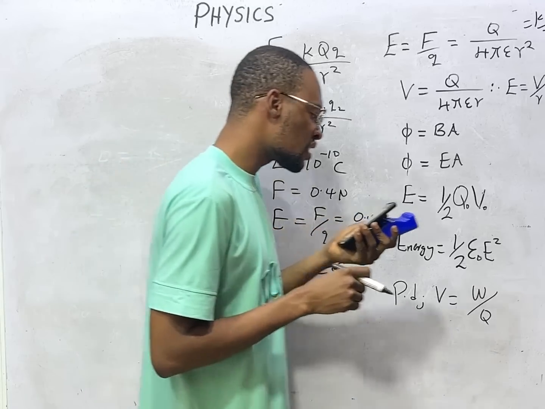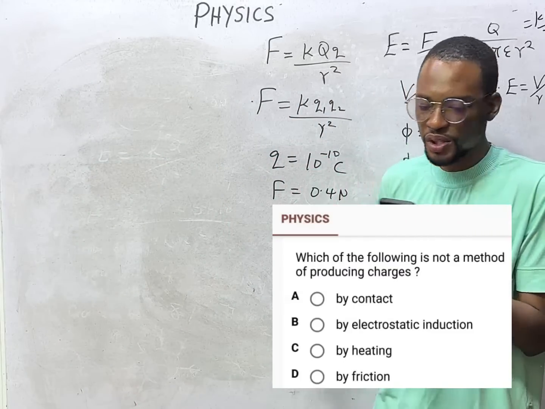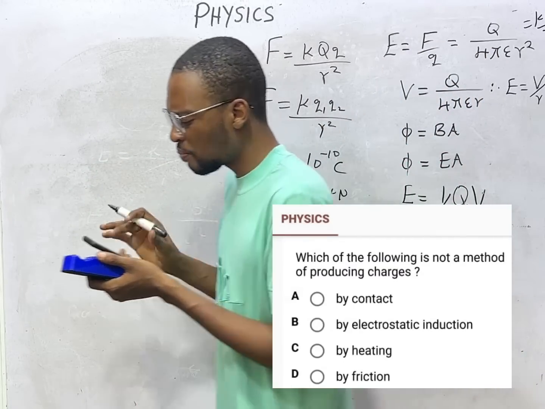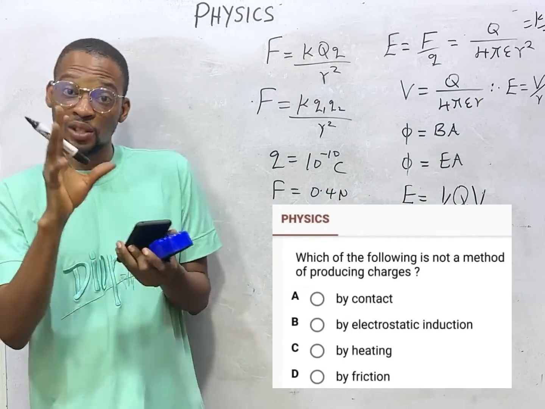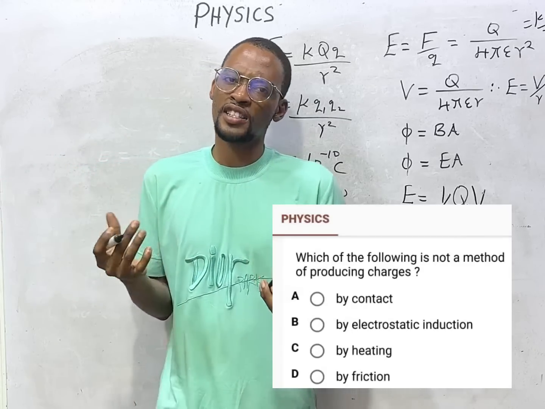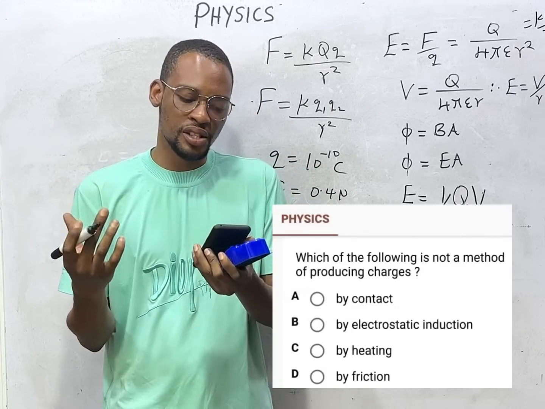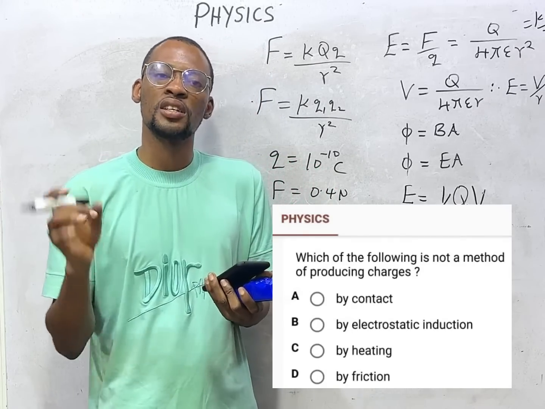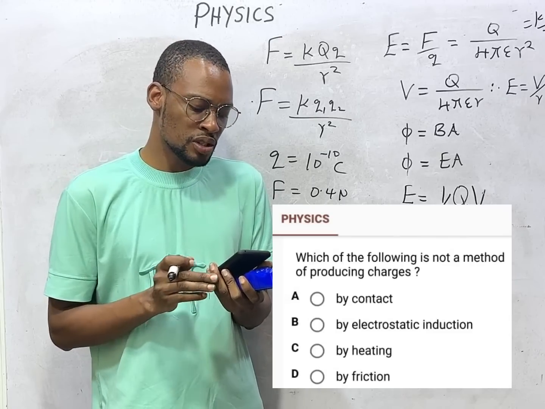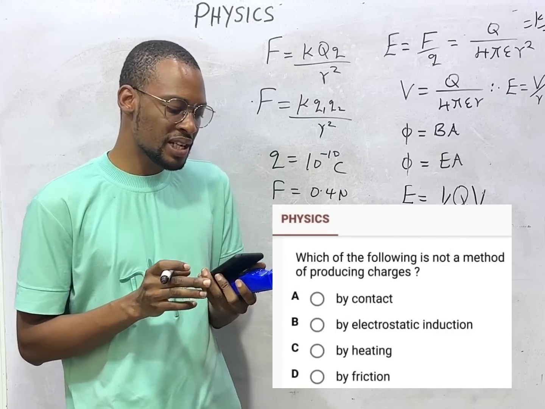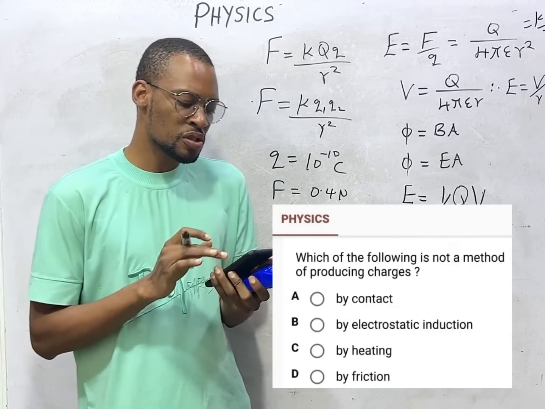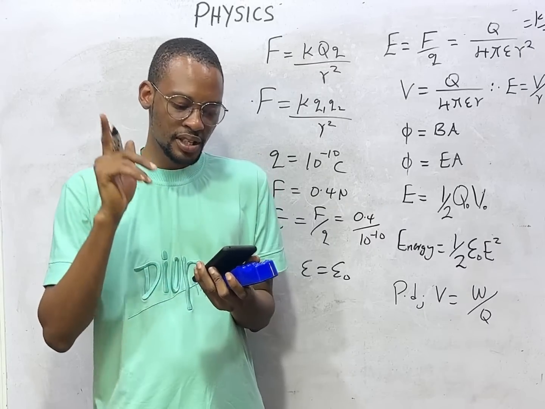Which of the following is not a method of producing charges? In the previous episode, or the last two episodes, electrostatics, I explained the methods of producing charges, which are by contact, by friction, and by electrostatic induction. So A, B, and D are methods of producing charges, except C.